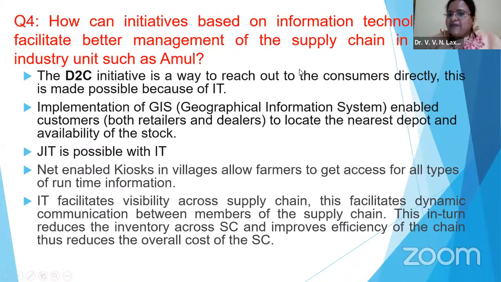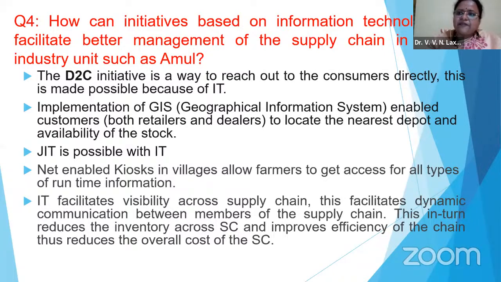How can initiatives based on information technology facilitate better management of the supply chain in the dairy industry? See, because of IT, they are able to have a direct to customer initiative. You just order through the portal and the goods are delivered. Implementation of GIS, that is Geographical Information System, enables any wholesaler, dealer, or consumer to identify the nearest depot where the goods are available.